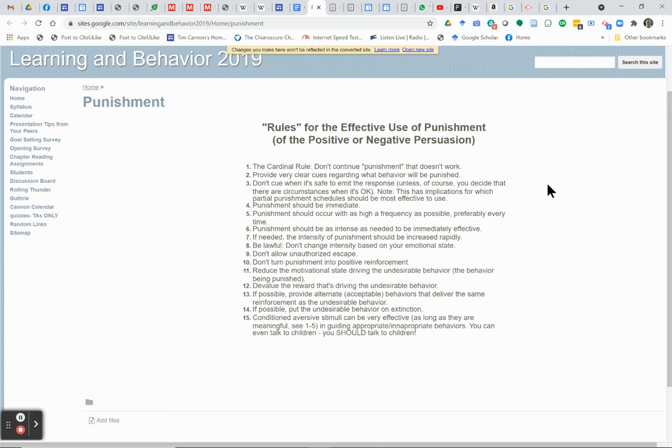And 15 is, I've been focusing on animal research, and a lot of this book does too. But conditioned aversive stimuli can be very effective as long as they're meaningful, in guiding appropriate behaviors. And here's news: you can talk to children. You can lay out contingencies. And if you're a lawful parent who says what they mean and does what they say, children aren't stupid. You give them rules, and you are a lawful parent.